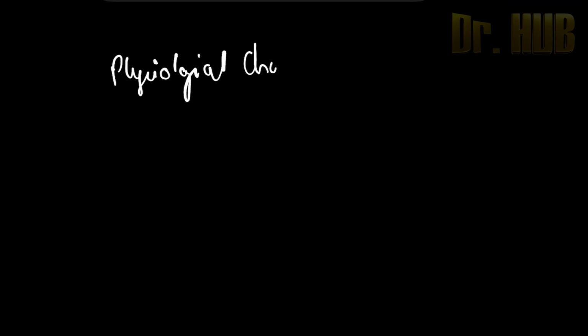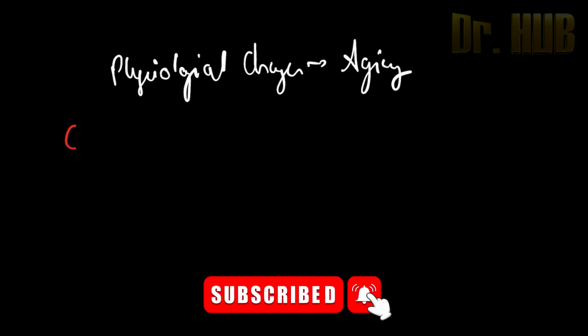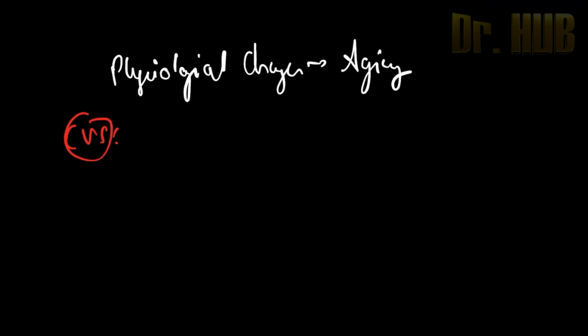Now we'll be continuing the physiological changes in case of aging. So we covered the general changes of skin, skeletal bone, and the synovial and the CNS. Now we are going to look at the CVS. So CVS means the cardiovascular system.